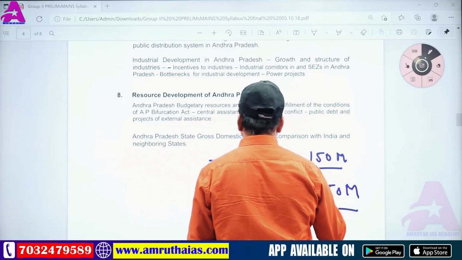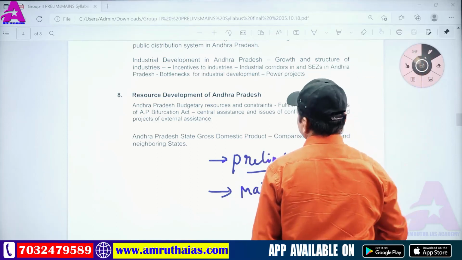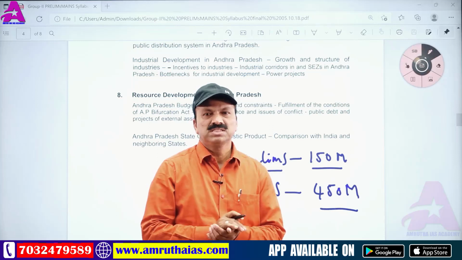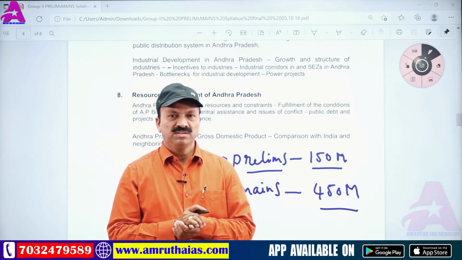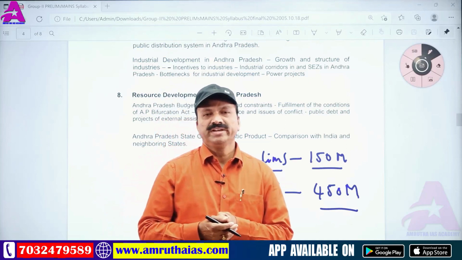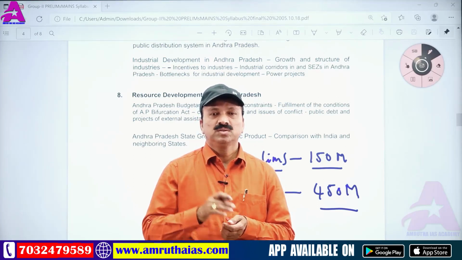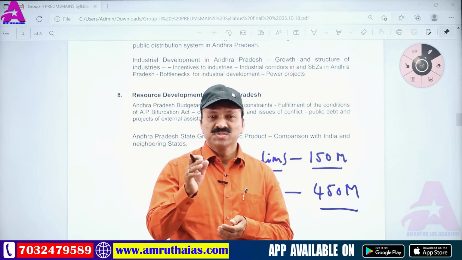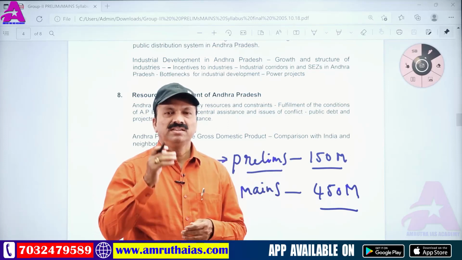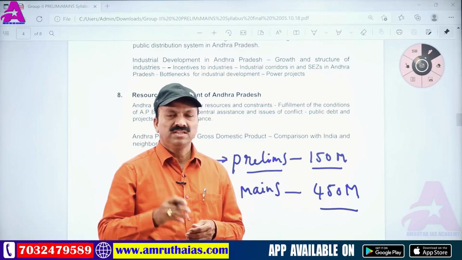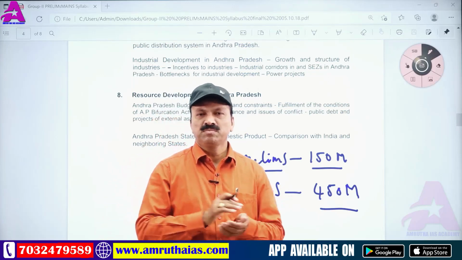Then we can clearly see the important areas. There is the syllabus analysis in Group 2 AP history. What syllabus is there in AP history? We can see that clearly, and I will explain what important areas are there. From AP history it is for 75 marks. Polity and Constitution is also for 75 marks, that is 150. Economy is also for 150: Indian economy for 75 marks and AP economy also for 75 marks. You have to remember.